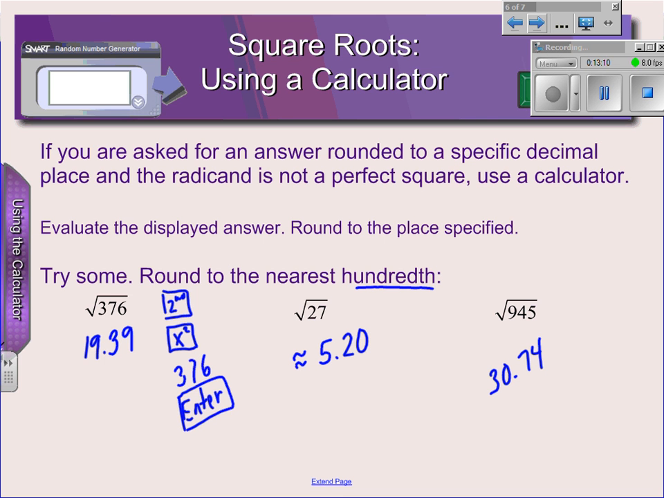So there were 3 basic methods for dealing with these irrational square roots: estimating without a calculator, using simplest radical form, and then finally using the calculator. Your homework tonight will focus on the second method, simplest radical form.